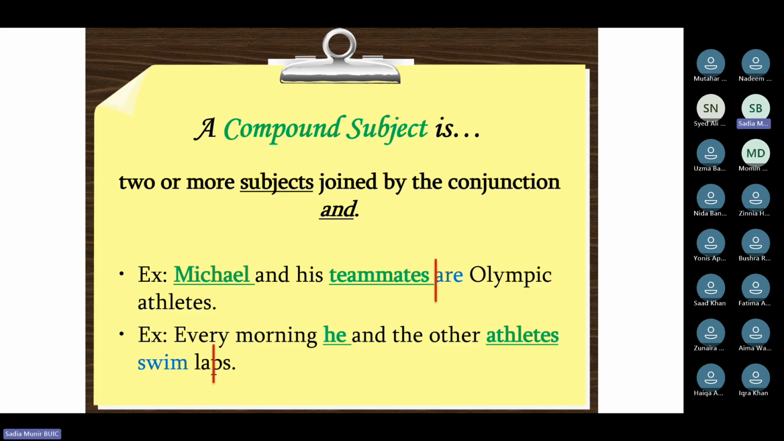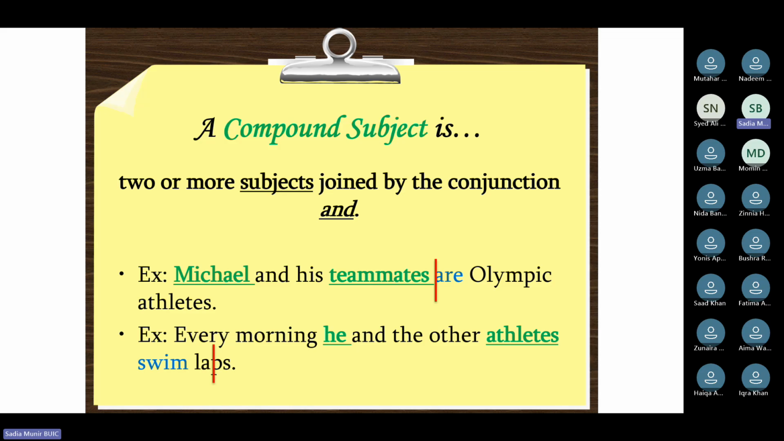And same goes for compound subject. Look at the example they have given. Two or more subjects joined by the coordinating conjunction and. Michael and his teammates are Olympic athletes. ठीक है. Michael and teammates. अब Michael हमारे पास noun है. Teammates हमारे पास also noun है और वो एक दूसरे को complement कर रहे हैं. They are co-joined with the help of and. That is a coordinating conjunction.